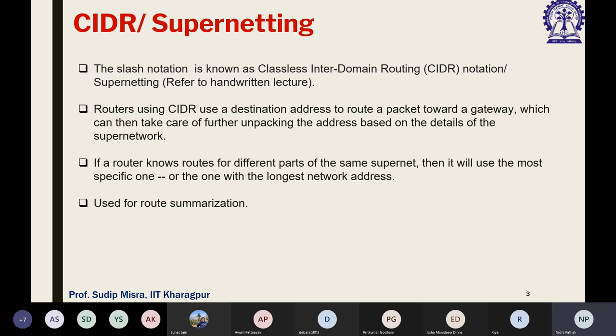How is this 252 coming? The third part, how is it coming? You have replaced 255.255, yeah. Then if you take the next 8 bits, you will get 252. And the rest of the bits, if you put, these are all zeros, so you will get .0. So 255.255.252.0 will be the supernet mask.